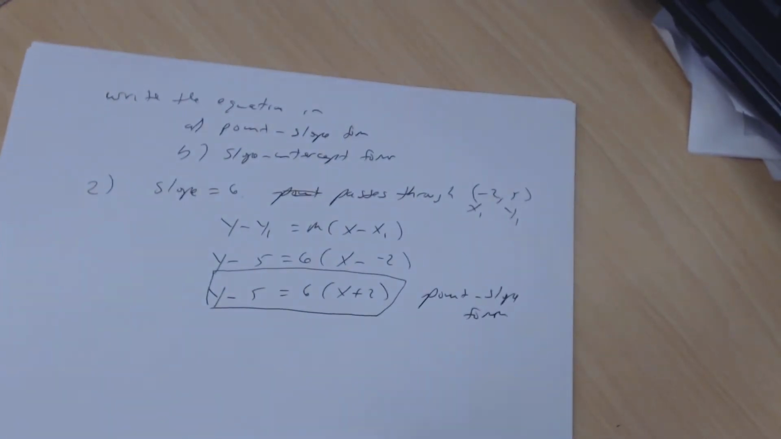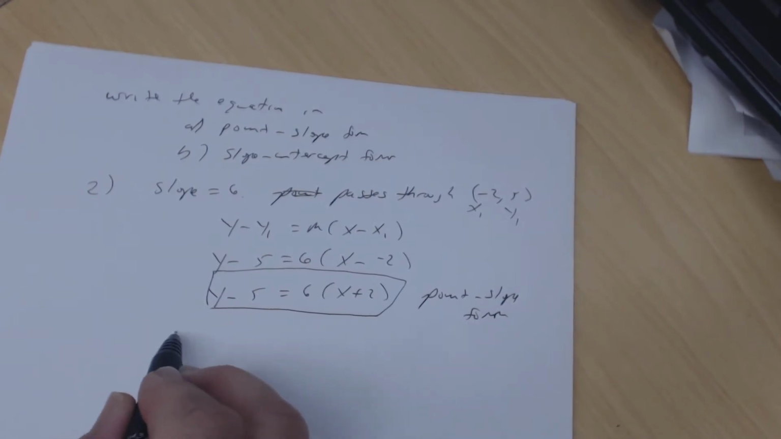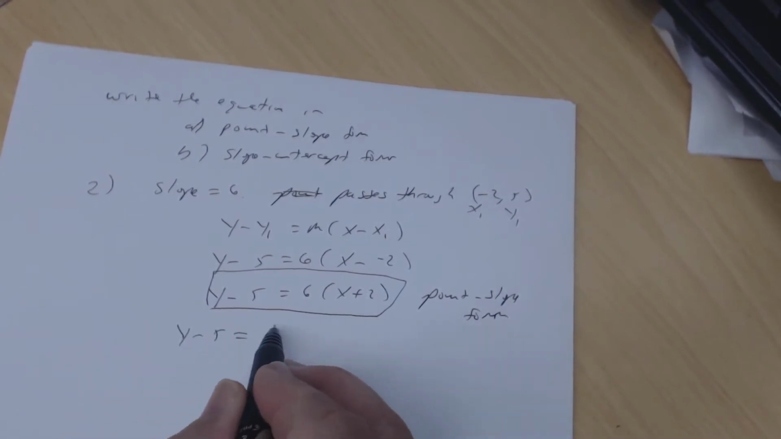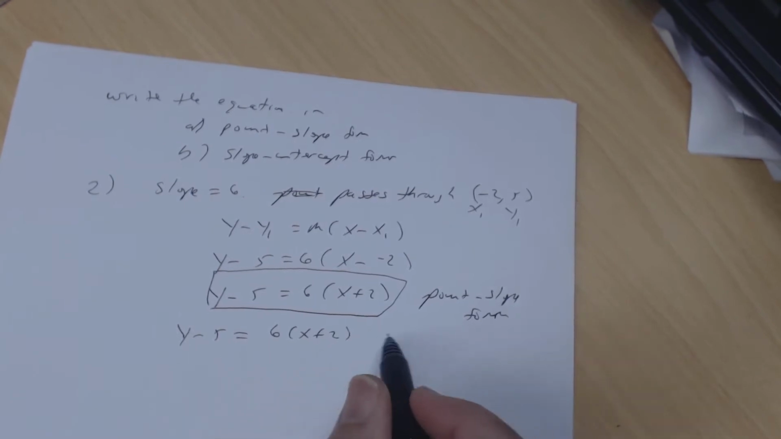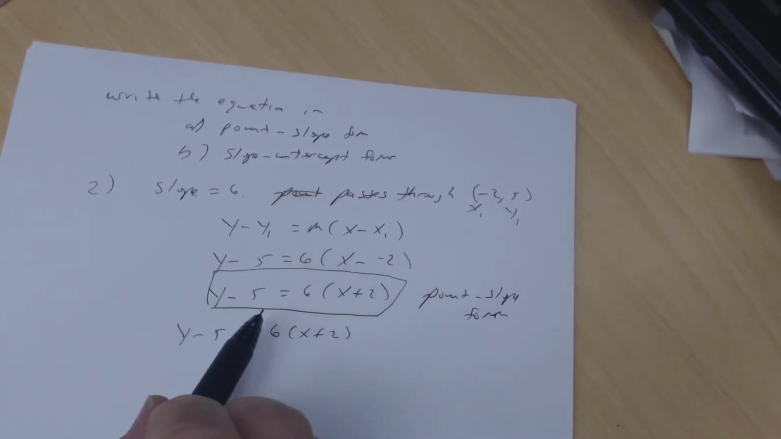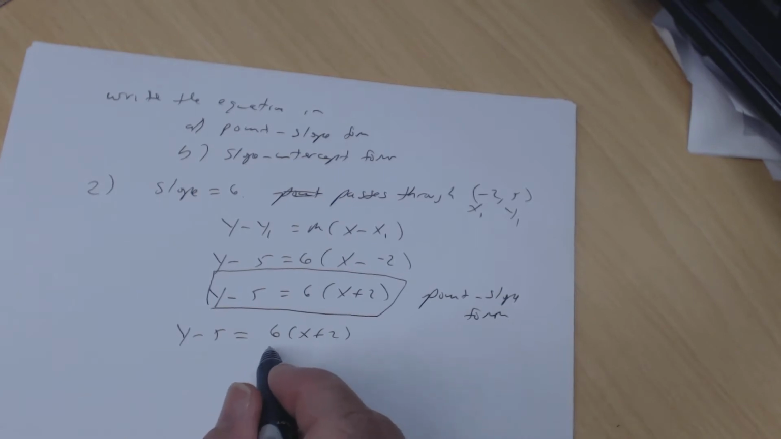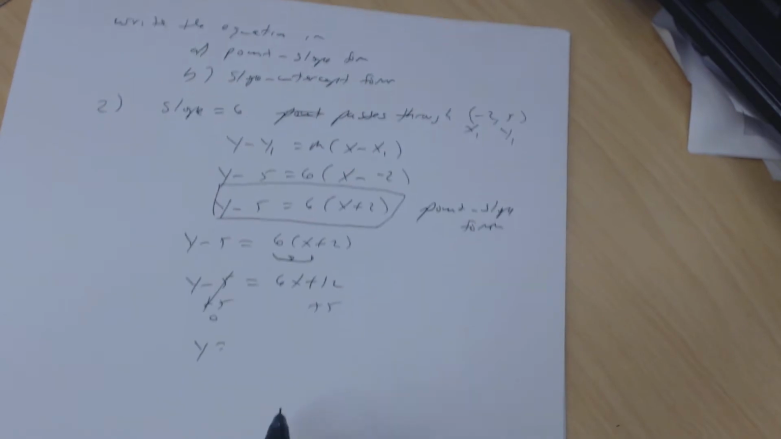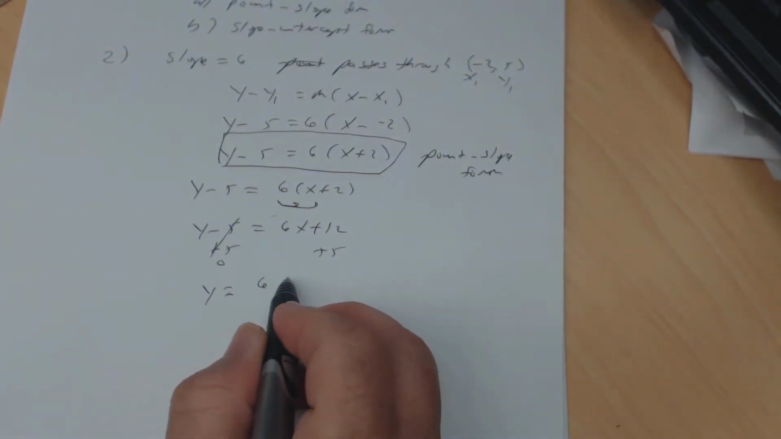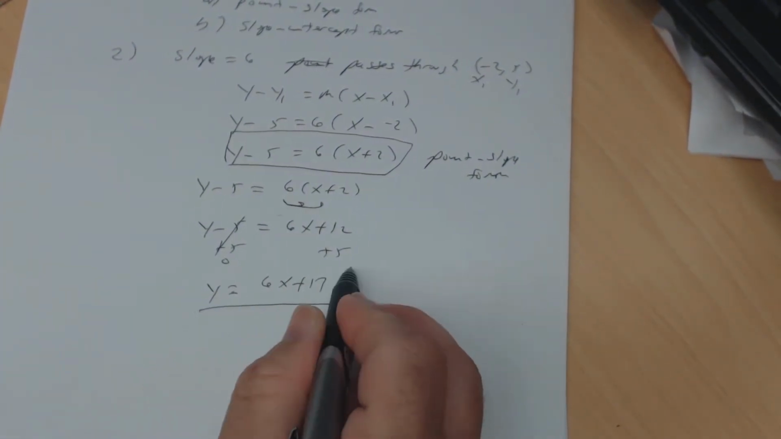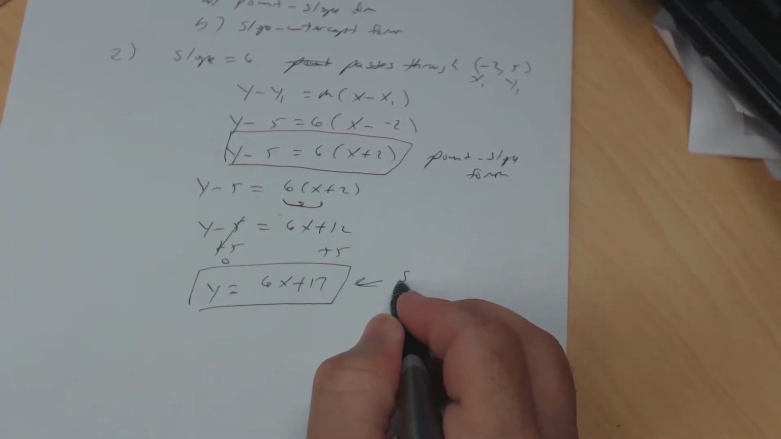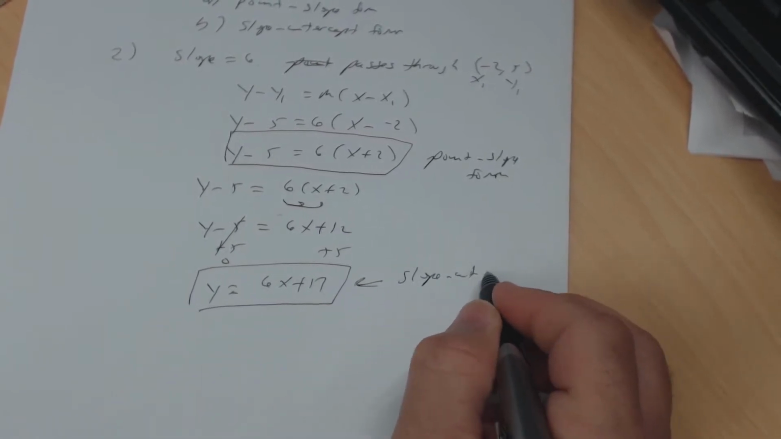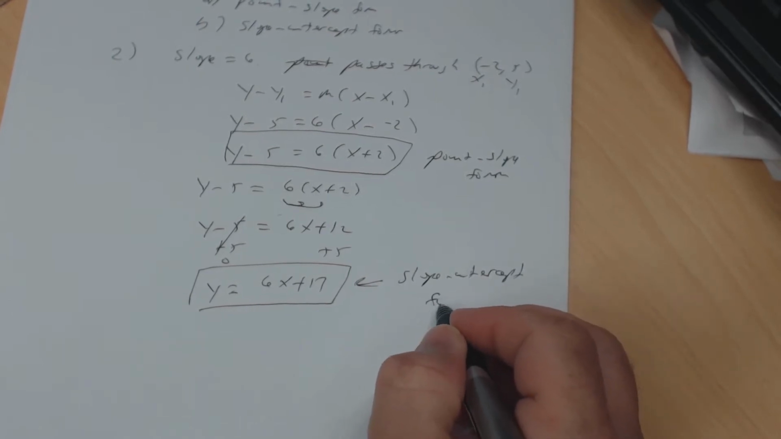Okay? Now, to get it to slope-intercept form, I'm going to go ahead and rewrite this. So to get to slope-intercept form, we got to get y by itself. So y equals mx plus b. So I'm going to distribute. So I get y minus 5 equals 6x plus 12. And then we're going to add 5 to both sides. Combine like terms, I get y equals 6x plus 17. And so that's your answer in slope-intercept form.